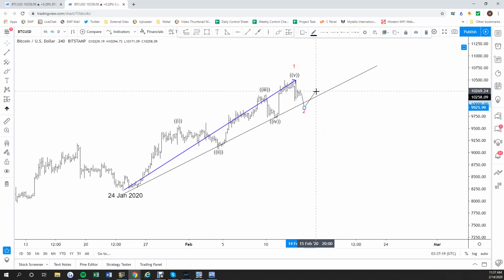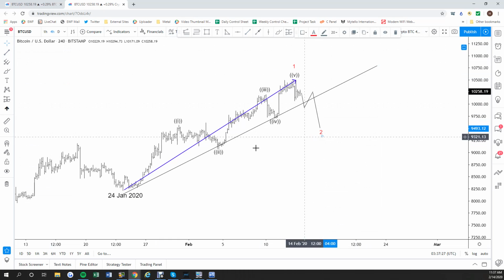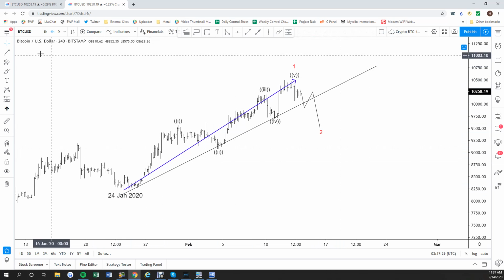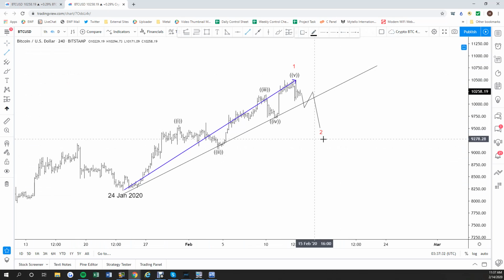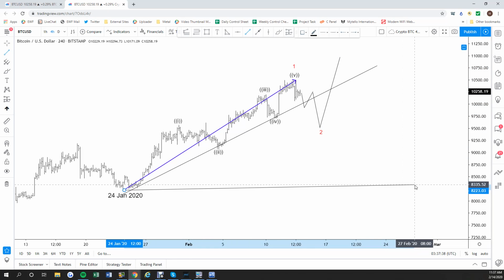For example, if the pullback is going to continue a little bit lower, like this, for example, doing a double correction, to end with 2 here and break below this trend line, which is perfectly fine, and higher again. So the key level really is going to be this one, which is the 24th January.